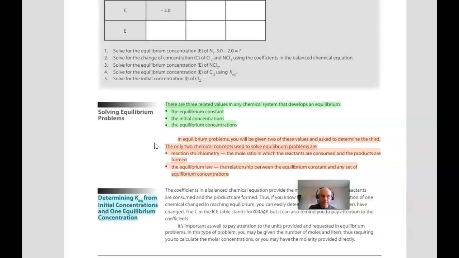All right, so the first type of problem we're going to solve, looking at the section in blue here, is to determine Keq from initial concentrations and 1 or more equilibrium concentrations. If we were given all the equilibrium concentrations, that wouldn't be very hard. We just plug them into the Keq expression. So usually you're given all the initial concentrations and just 1, but not all of the equilibrium concentrations.